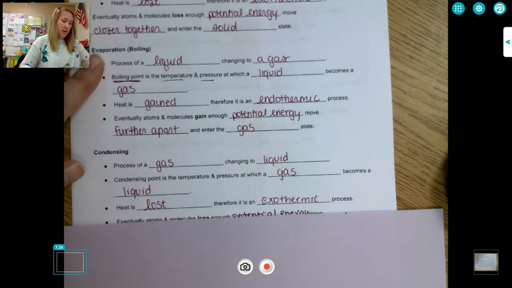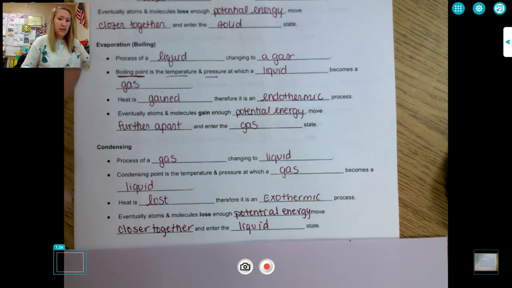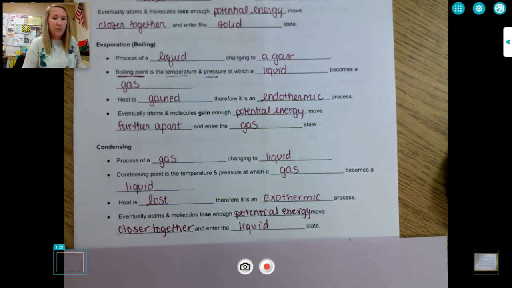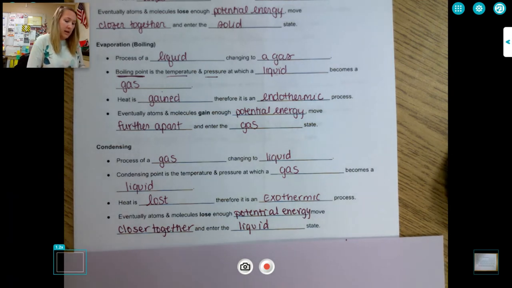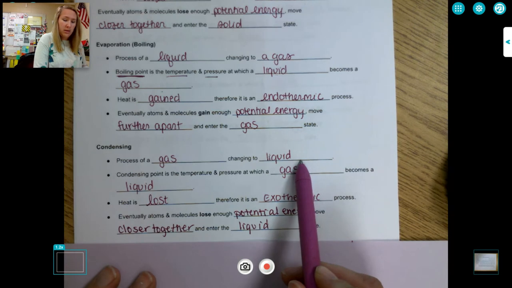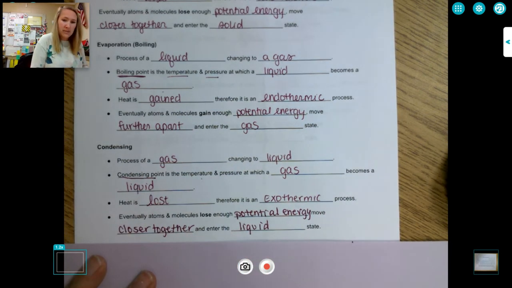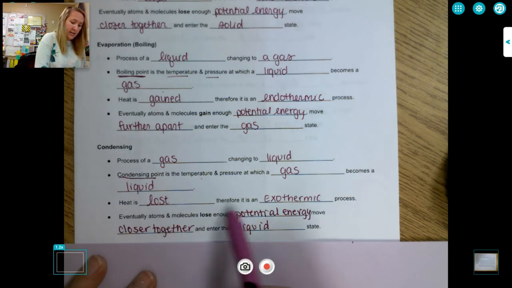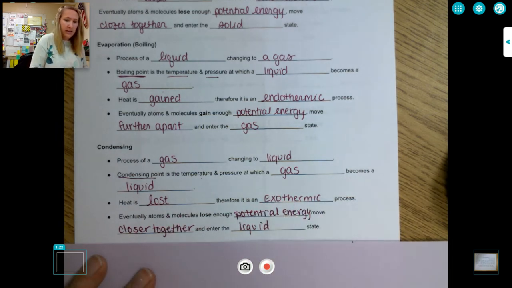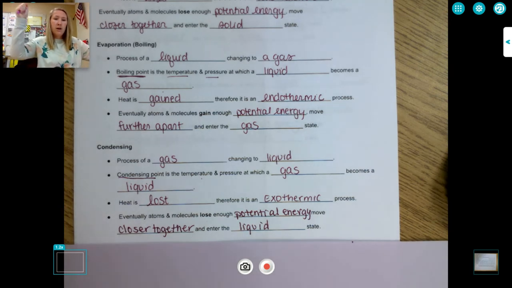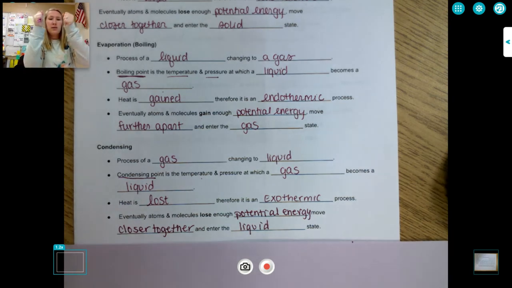Then we have condensing. Condensing is the opposite of evaporation. Condensing is the process of a gas changing to a liquid. The condensing point is the temperature and pressure at which a gas becomes a liquid. Heat is lost, therefore it's an exothermic process. And eventually, atoms and molecules lose enough potential energy to move closer together and enter the liquid phase. So they're far apart, and then they move closer together until they become a liquid, and they just slide back and forth.